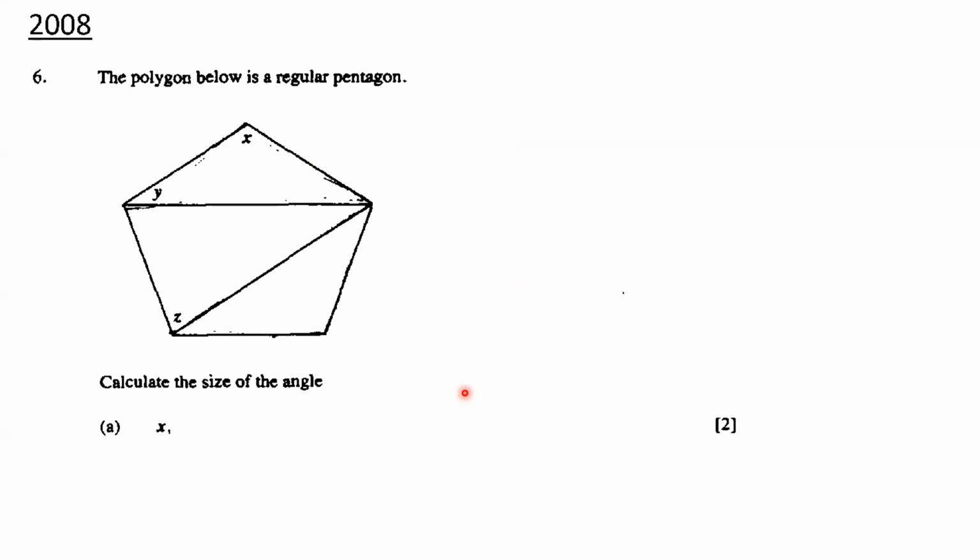Okay, so for this question, it says that the polygon below is a regular pentagon. Calculate the size of the angle. Now, a pentagon has 5 sides. And so let's count the number of sides for this. It's going to be equal to 1, 2, 3, 4, and 5. Okay, so let's move on. So what we need to figure out is what angle x is. Angle x is going to be this angle right there. All right, that's angle x.